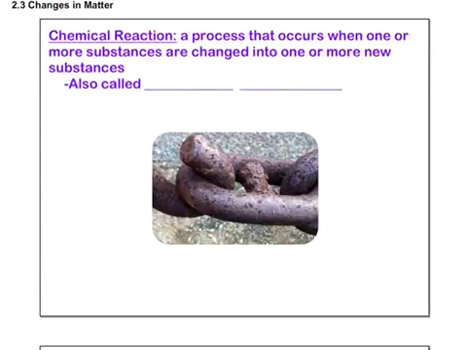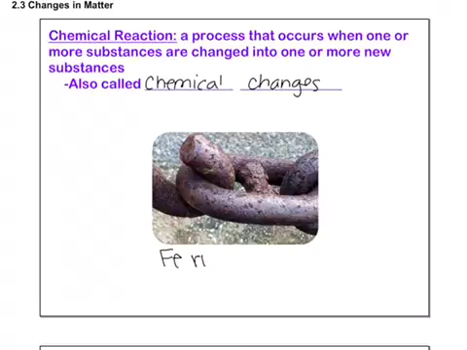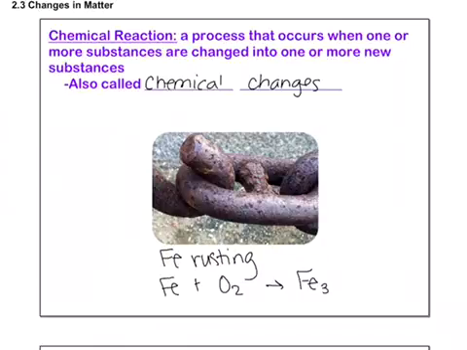So then the chemical reaction is the process that happens when one or more substances change into one or more new substances. This is the process that allows us to observe the chemical property. So we also call these chemical changes. So iron rusting is an example of a chemical reaction. It is iron reacting with oxygen to make iron oxide.